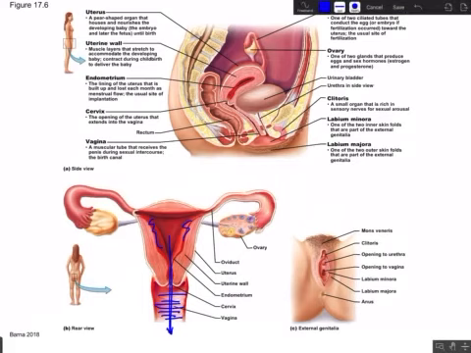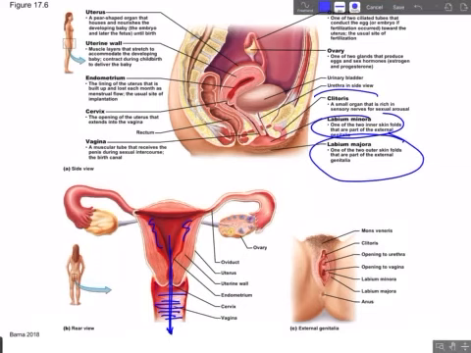Your external genitalia, collectively, is pretty much called the vulva. It's going to include your labia minora, your labia majora, and your clitoris, okay? And we already went through the functions of those.